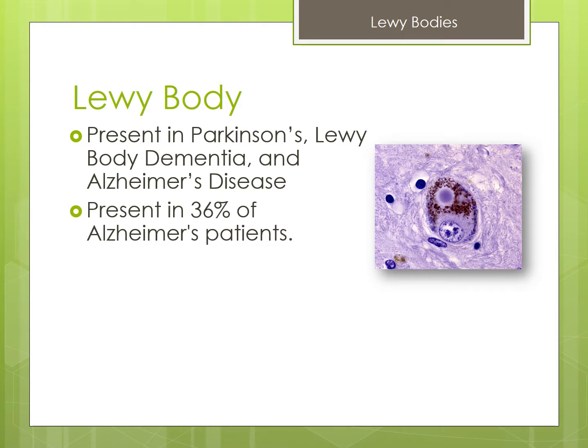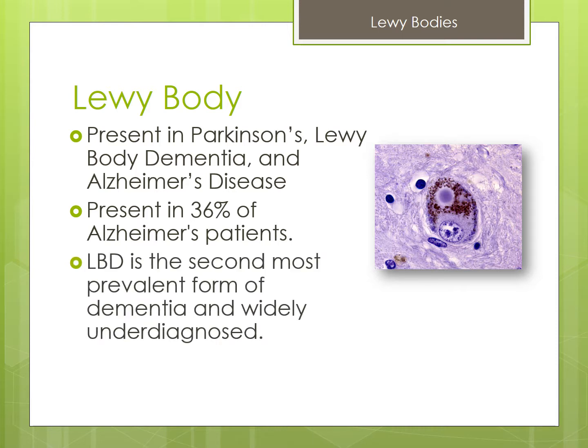36% of Alzheimer's patients have Lewy bodies at autopsy. This is called a Lewy body variant of Alzheimer's disease. All Parkinson's disease patients have Lewy bodies present in the dopaminergic neurons, and Lewy body dementia is the second most prevalent cause of dementia after Alzheimer's. It is described by its distribution of Lewy bodies in the subcortical and cortical regions of the brain.